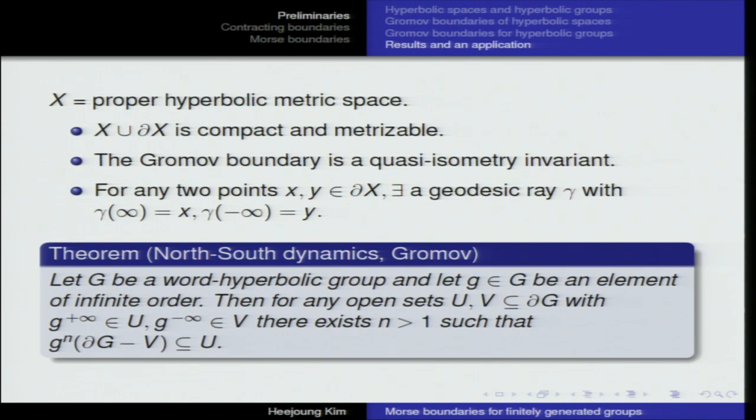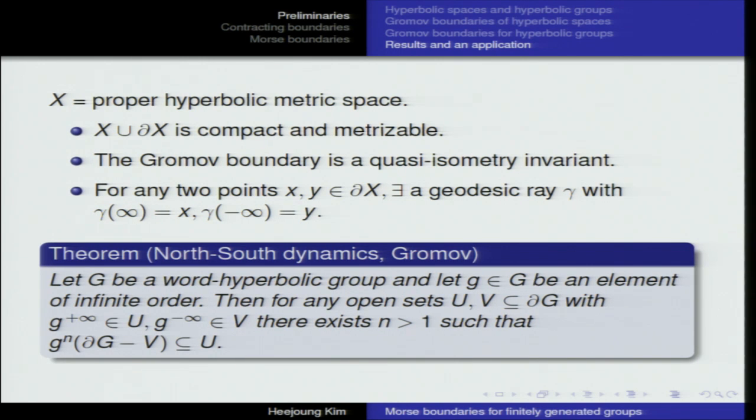And here is a dynamical result. Let G be a word hyperbolic group, and let g be an element of infinite order. So it has two limit points, g plus infinity and g minus infinity. Then for any open sets U and V on the boundary with g plus infinity in U and g minus infinity in V, there exists n such that g to the n acting on the complement of V is contained in U.